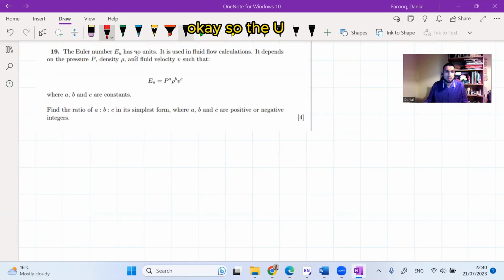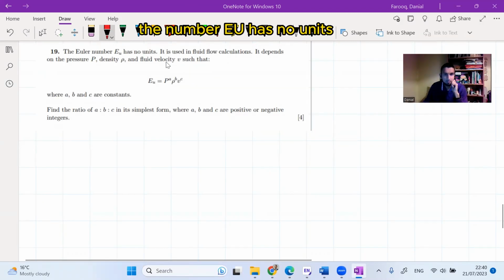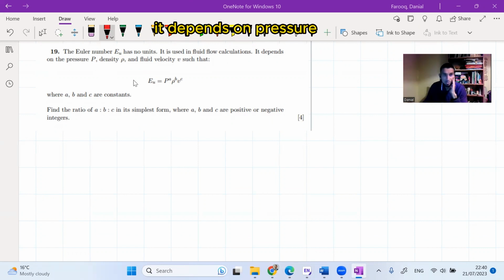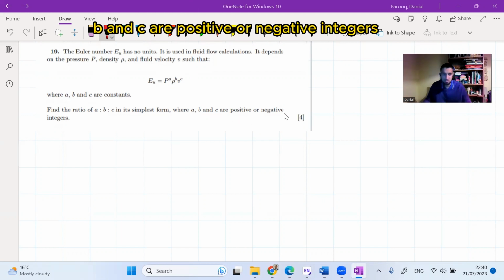Okay, so the Euler number, Eu, has no units. It is used in fluid flow calculations. It depends on pressure, density, and fluid velocity, where A, B, and C are constants. This is the formula. Find the ratio of A, B, and C in the simplest form, where A, B, and C are positive or negative integers.